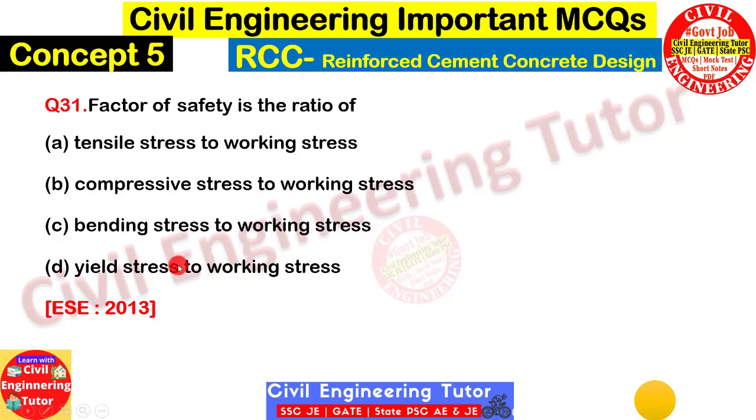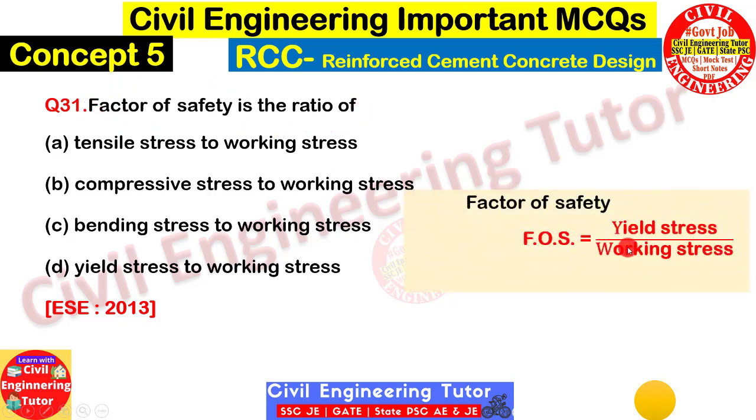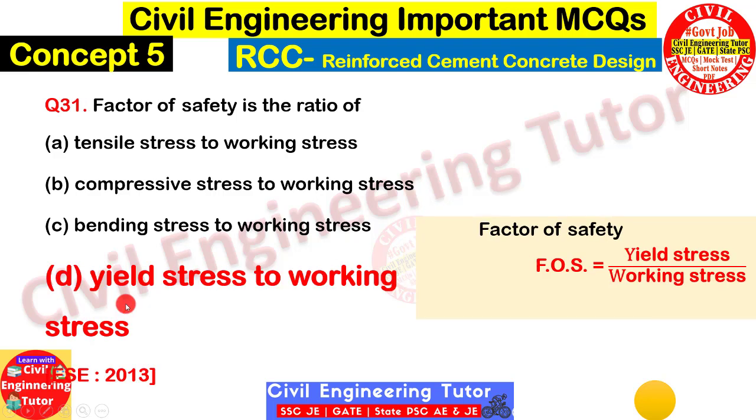Now this is another question: what is the factor of safety exactly? So factor of safety is basically a ratio of yield stress to working stress. So the correct answer will be D. This is an Engineering Services Examination 2013 question.